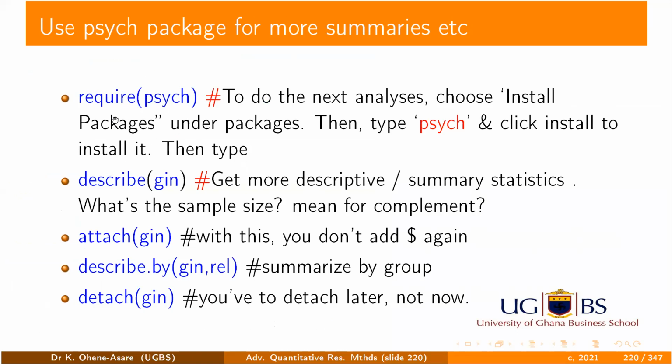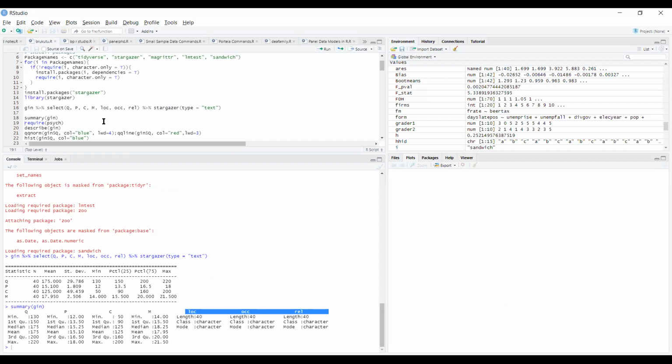Like I told you, it didn't give us a standard deviation. So if you want more information, you install and load this command called require psych. This will help you get more, because instead of using summary gen, this time you use describe gen. So let's do that in our R and see how things look in our describe gen.